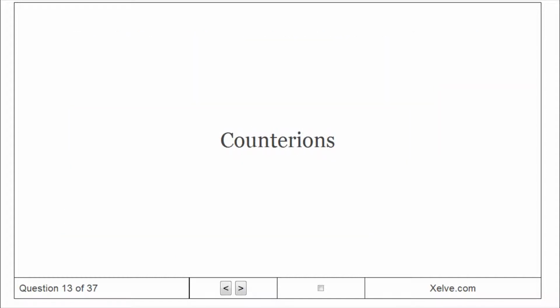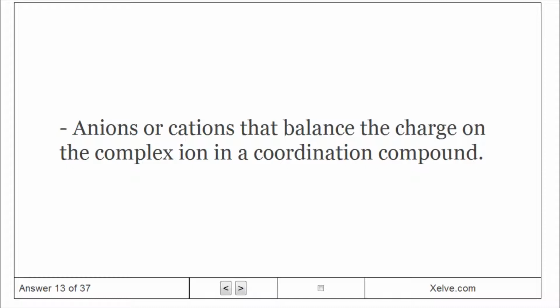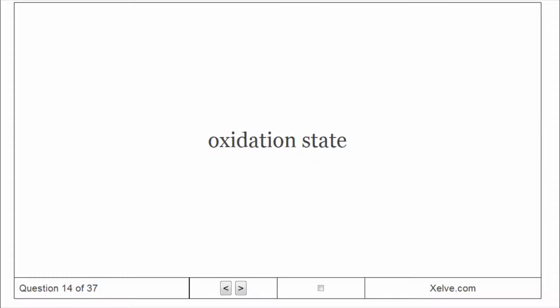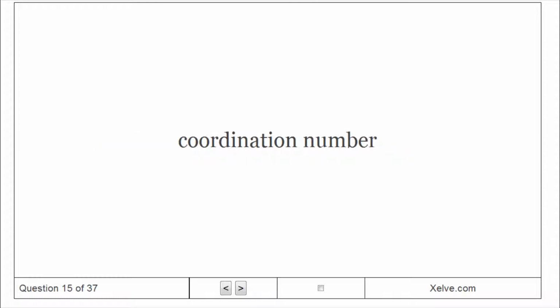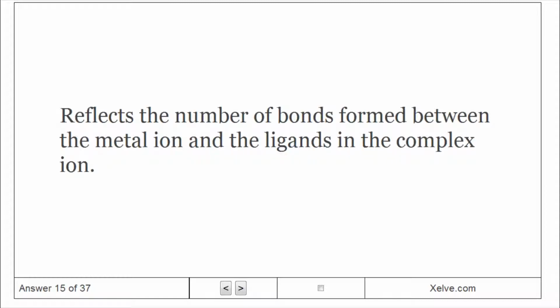Counterions. Anions or cations that balance the charge on the complex ion in a coordination compound. Oxidation state. The charge the atom gains or loses when bonding. Coordination number. Reflects the number of bonds formed between the metal ion and the ligands in the complex ion.